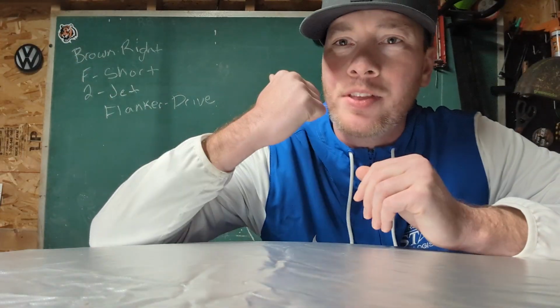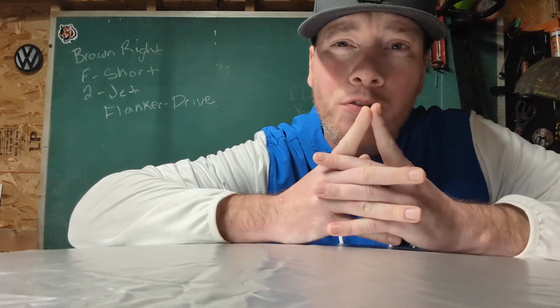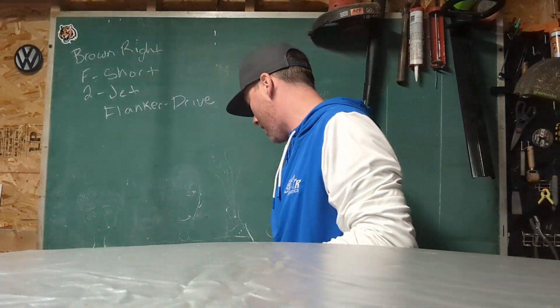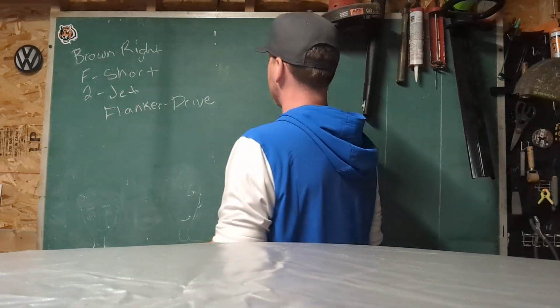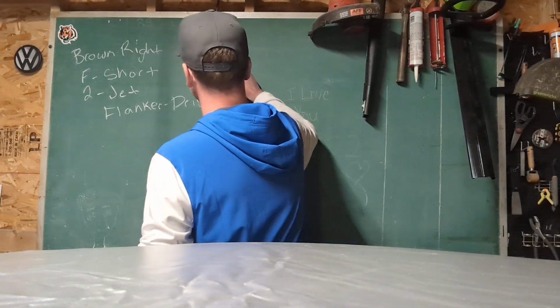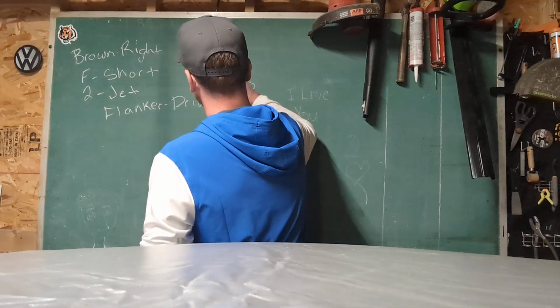I was asked about this on the chalkboard a couple times in the comments, and if I had a clip. I don't know if I have a clip for it, but I can break it down so you know what I'm talking about. Brown right, F short, two jet, flanker drive. We'll go over what that means, okay? But first, let's put the O-line up here, and then I'll start erasing some things so you can understand.